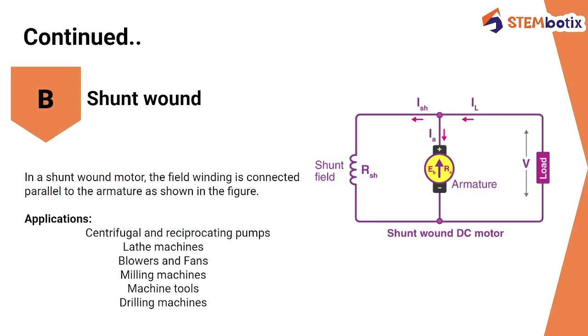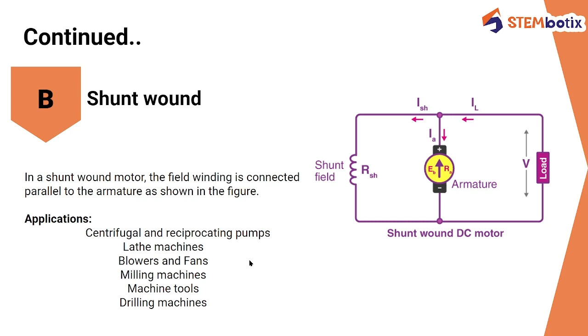The B type is shunt wound, meaning both the windings are connected in parallel. Shunt suggests a parallel connection. Here the field winding and the armature winding are in parallel, meaning they share two common nodes, one here and the other one here. Hence it is named the shunt field and its resistance is RSH. The current through the armature is IA, the current through this is ISH, meaning shunt current, and this is IL, the current in the load.